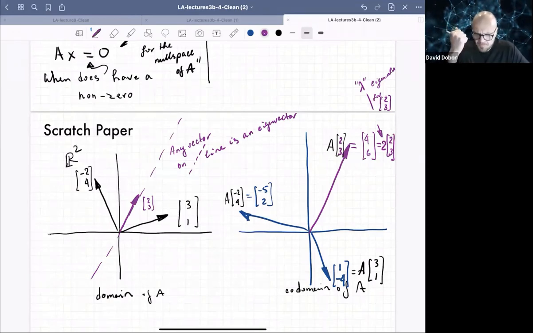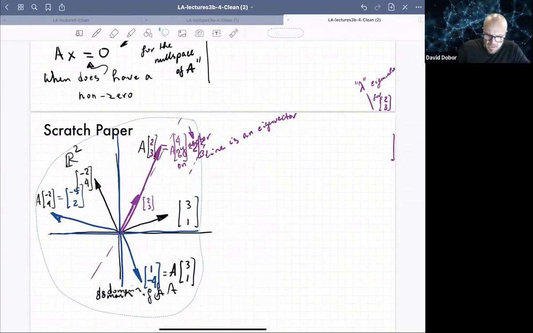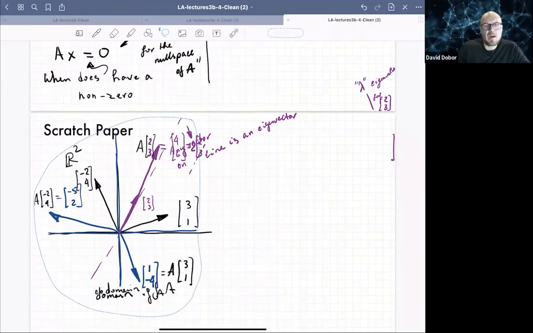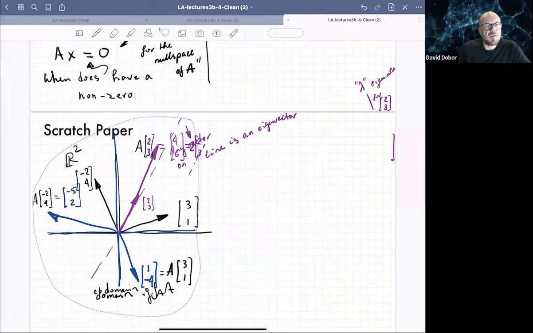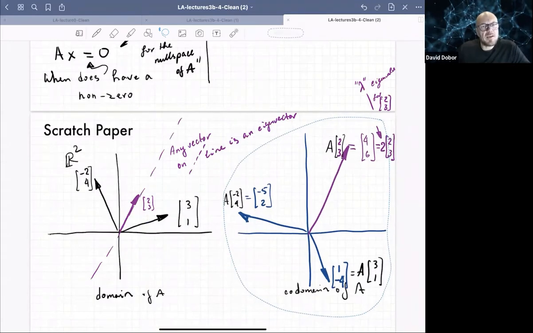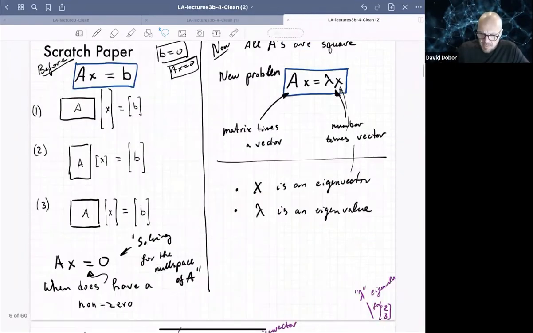It gets stretched twice. Now, as I draw these pictures, it's normal to have both the domain and codomain drawn on the same R2 plane, just like this, to see that the purple vectors line up exactly on their own lines, and all the other vectors change direction. So this is the geometric view of what eigenvectors and eigenvalues are, and we'll keep it in our minds as we continue with our examples throughout the day.